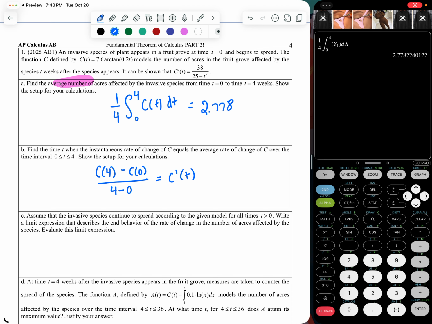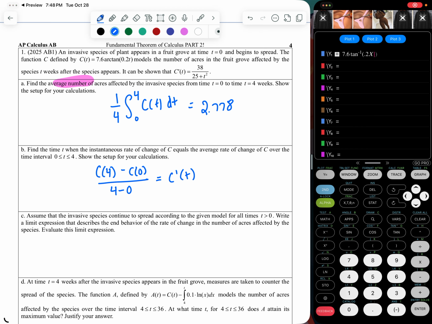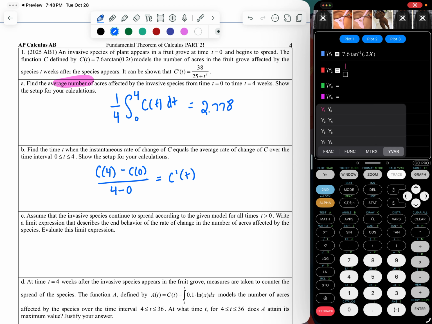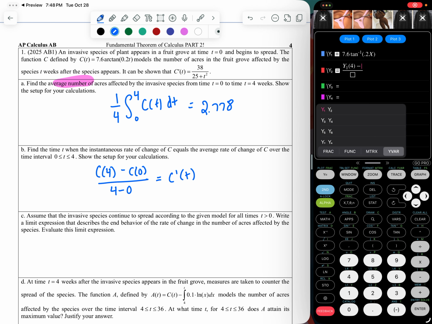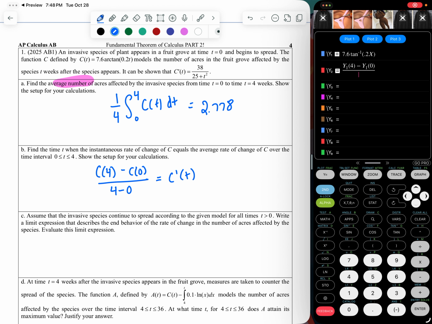All right, so I need to figure out what my average rate of change is. So I am going to go to y equals. I'm going to make that average rate of change, so that's going to be y1 of 4 minus y1 of 0, over 4 minus 0. And then I also want the derivative. Since they have already given me the derivative, I'm just going to plug it in. Now, can you do math 8 and do the derivative that way? Yes, you'll get the same thing.